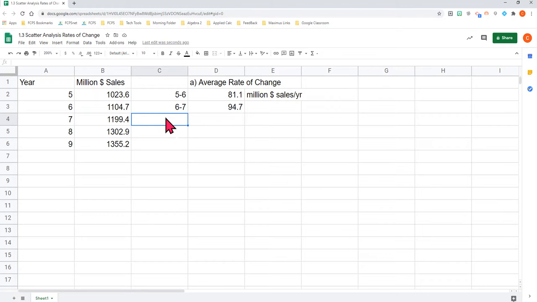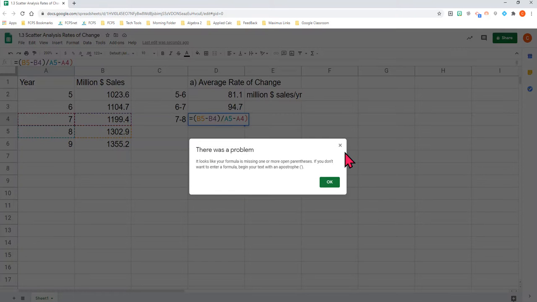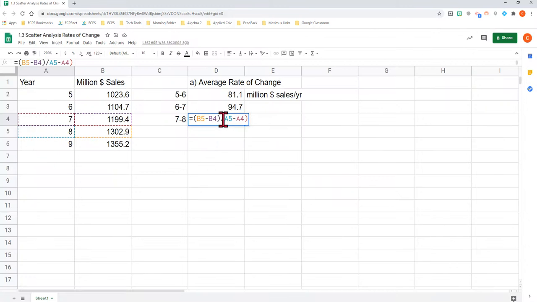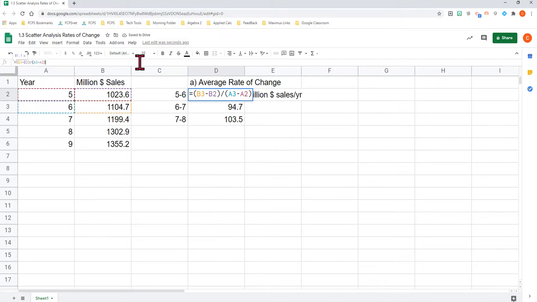Press enter, and then we'll go ahead and click into this cell, and we're going to do 7 to 8, right? Those are the 2 years we're going to use. Equals 7 and 8. Okay, this one minus this one. Divide A5 minus A4. Notice that each time those boxes, looks like, oh, I forgot a parentheses. It'll try to tell you if you forget something. Okay, notice that each time those boxes are just sliding down.